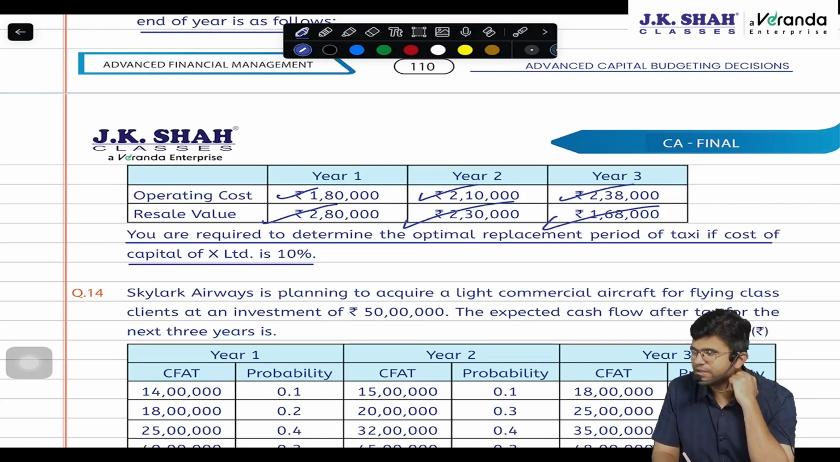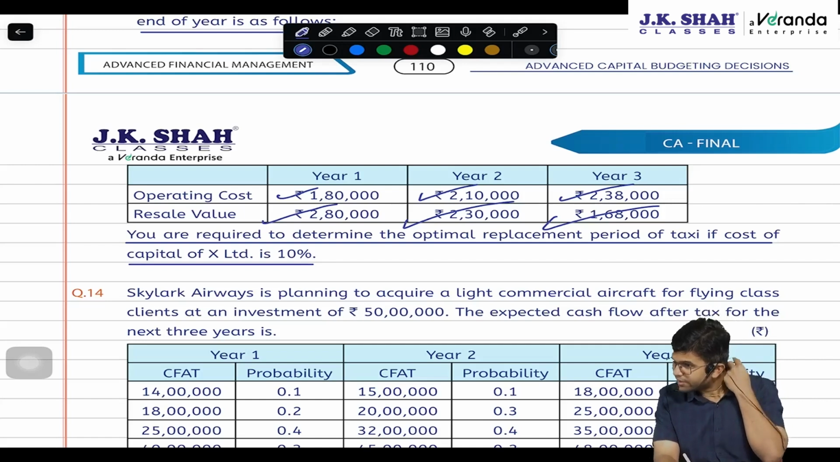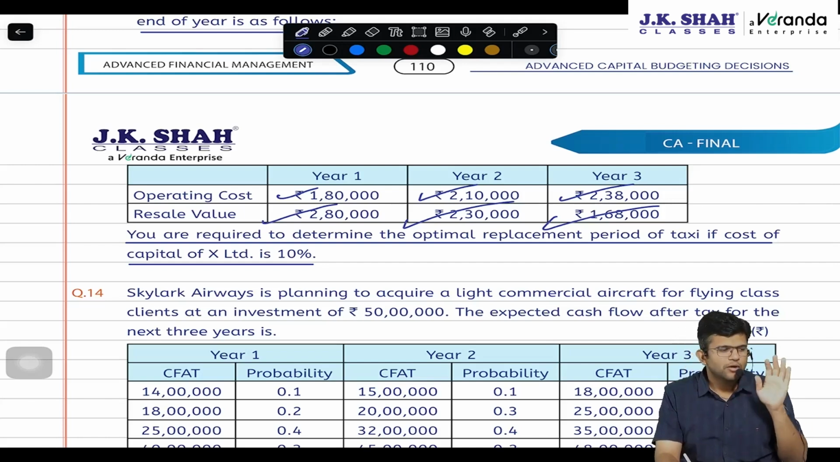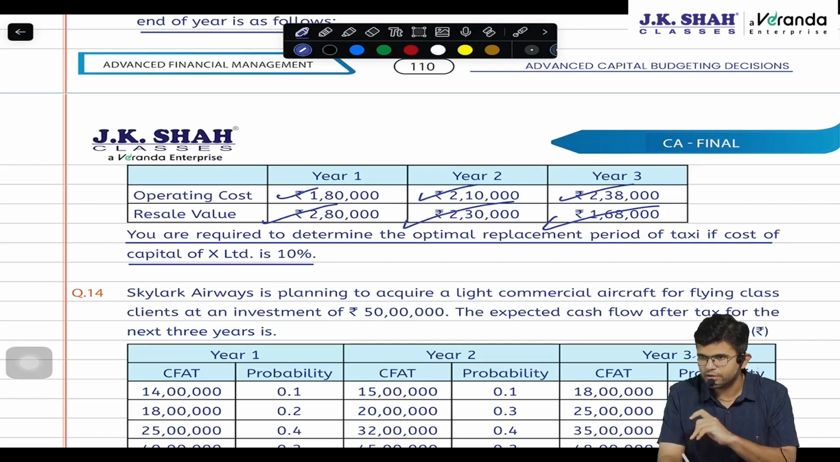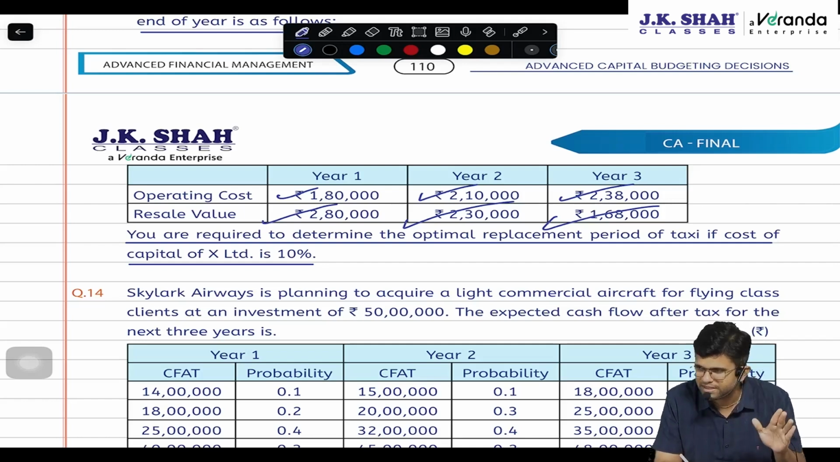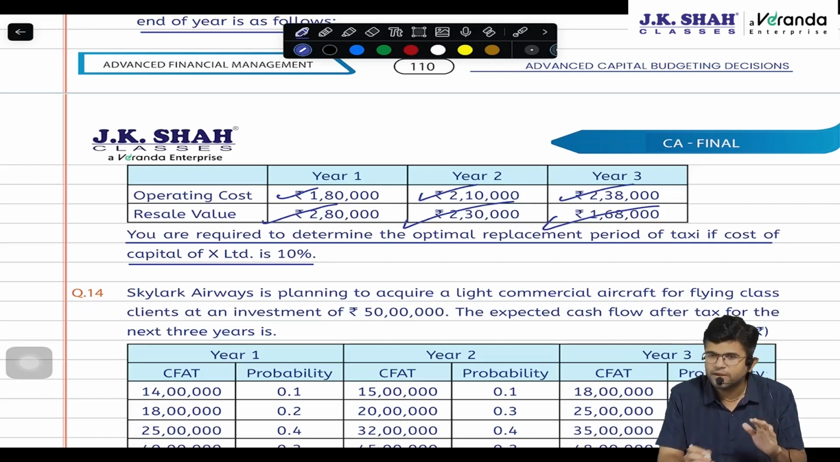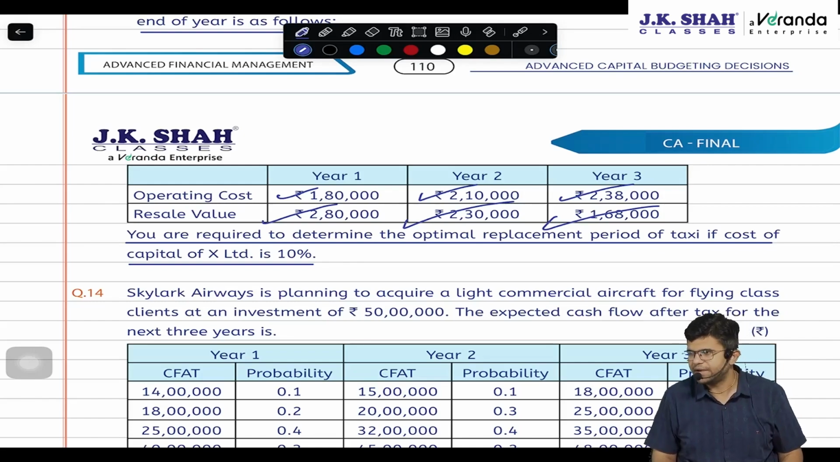Any idea what they're asking? They are asking you buy taxi today, but you should operate that new and brand taxi for how many years? Should you operate only for 1 year and sell it off because salvage good you are getting? I hope everyone is following. Or should you wait for 1 more year and sell it off, or should you wait for 1 more year and sell it off? 3 options are there. Everyone paying attention? I'll explain.